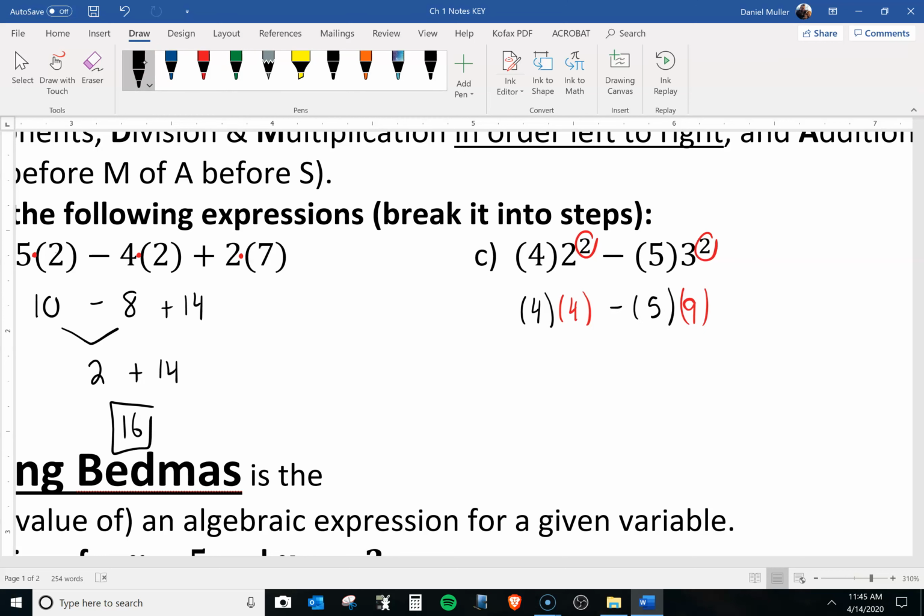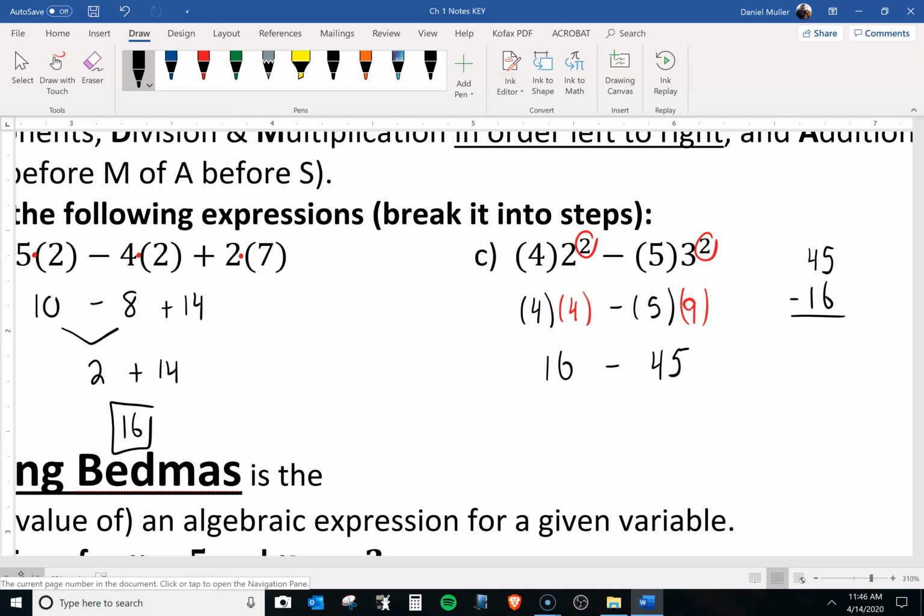Now we're going to do multiplication. 4 times 4 is 16. 9 times 5 is 45. And we can subtract those. To subtract these, I know it says negative 45 or minus 45, but I'm going to do a positive 45 and a 16. I'm going to subtract it because we want to subtract a smaller number.